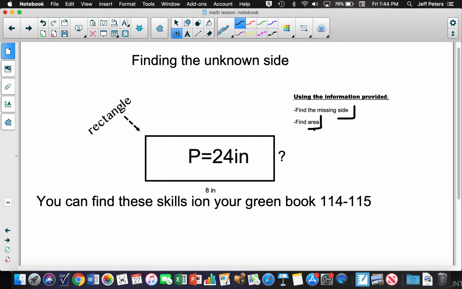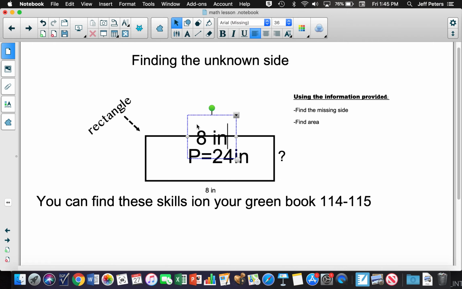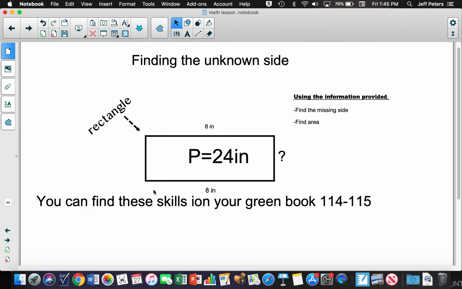Okay, so again, just like we've been talking about, we're going to use our rules of geometry. So we know that this is a rectangle. We know that opposite sides in a rectangle are equal. So if that bottom side is 8 inches, this top side is 8 inches. Okay, so we still don't have enough information in order to find the perimeter. We need to find this side. We also need to find this side over here.